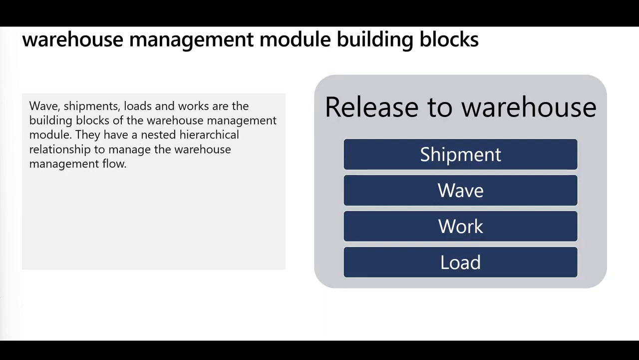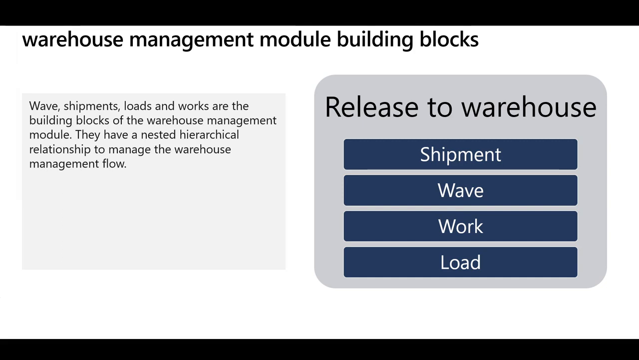Before working on or implementing the warehouse management module, you should be aware of these important terms. Personally, I consider these terms the building blocks of the warehouse management module. The first term is the shipment. A shipment is a single delivery to the same customer and the same destination. A shipment could be one or multiple sales orders.